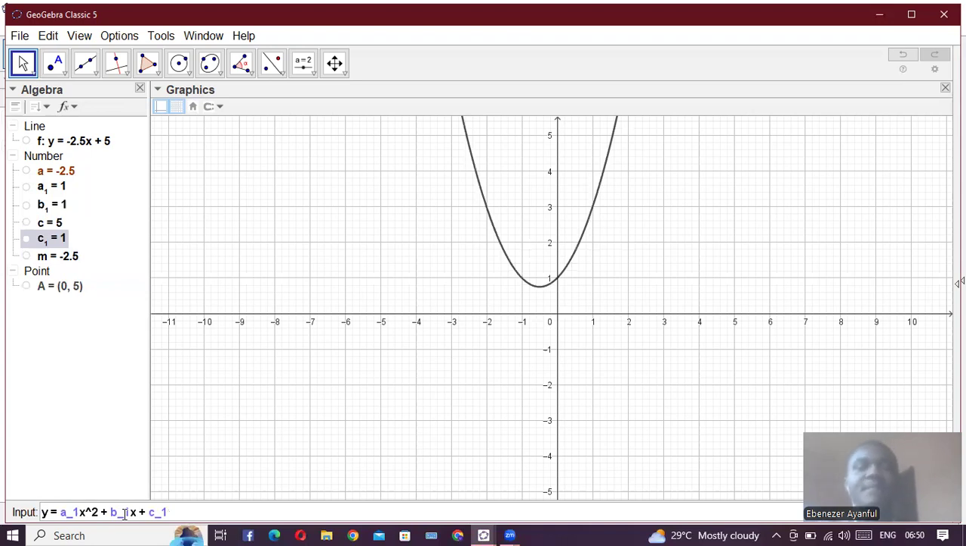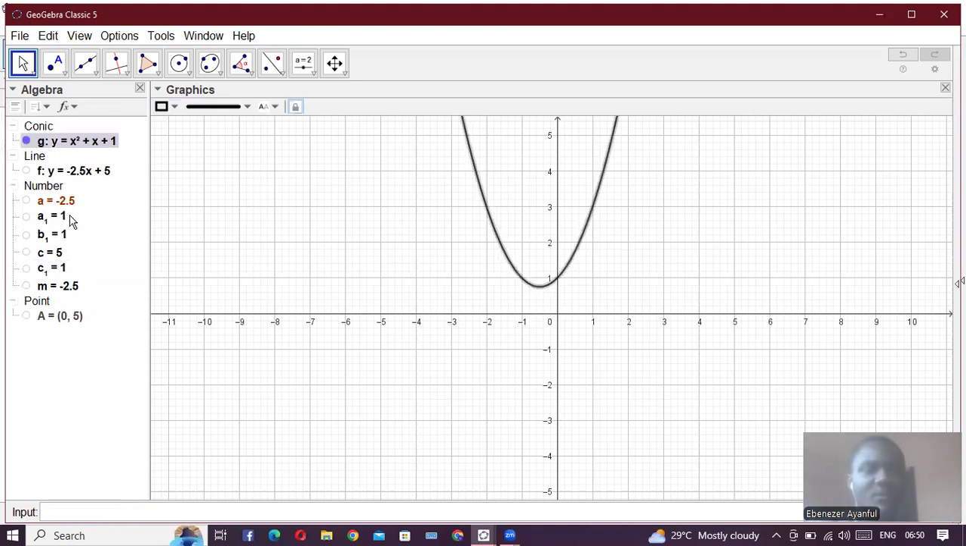When I hit enter, I'll get my curve here. So it's a conic. Now, just like we did for the GeoGebra graph, we have A1, B1, C1, and we're going to look at how A1 is the coefficient of the leading term. C1 is the constant, just like we saw in the line where we had y equals mx plus c, where c is the constant. We also have the same C1 here.